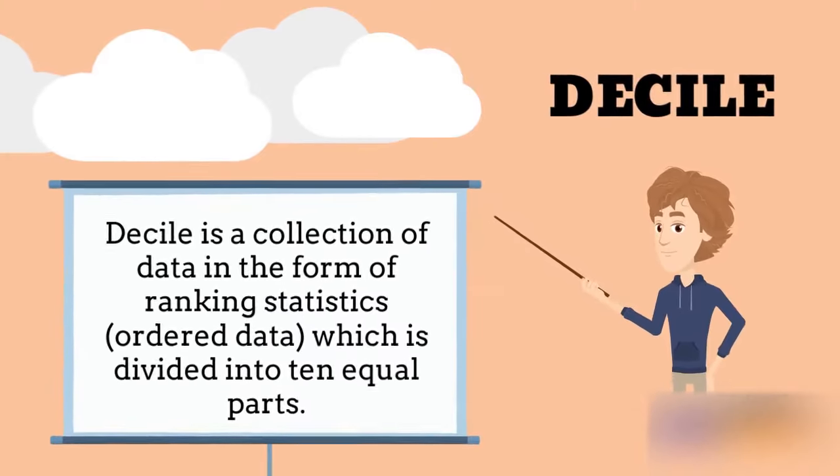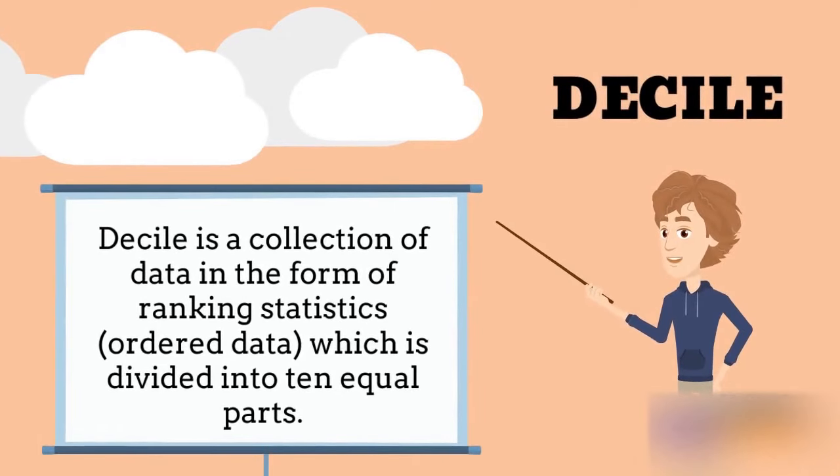Next is decile. So what is decile? Decile is a collection of data in the form of ranking statistics or ordered data, which is divided into 10 equal parts.